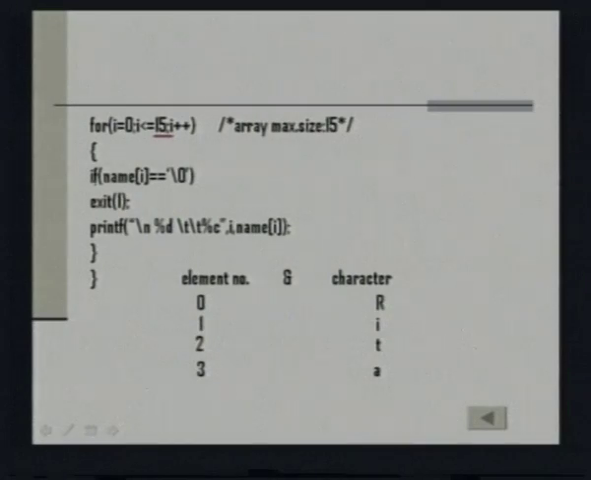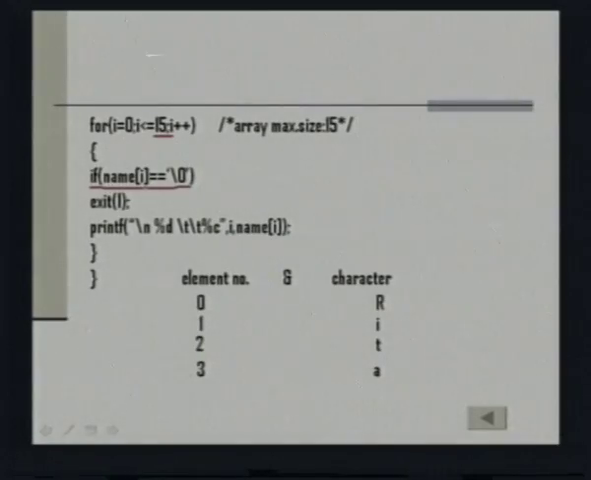So here if you see in the for loop starting from 0, if name of I is equal to null, that means it is checking in the first case itself whether the array is holding some value or not. So I have already entered a name Rita, R-I-T-A. So the first position will have the character R. So it will not be a null character. So this if will be ignored. This exit statement will be ignored.